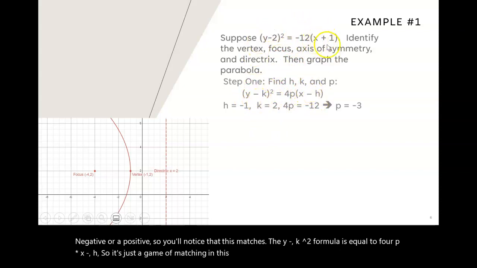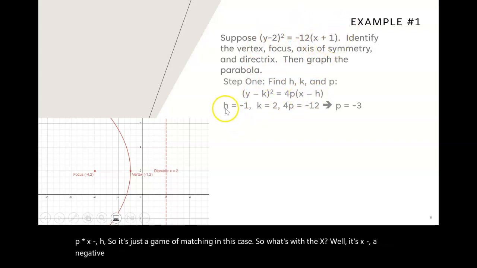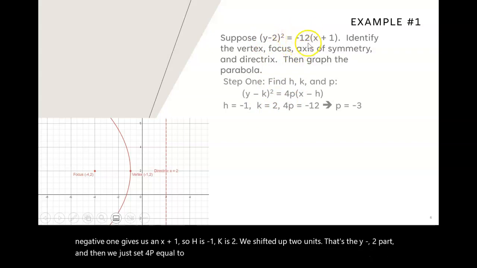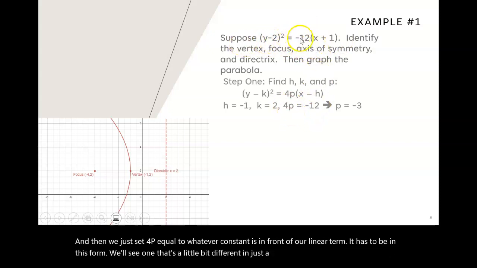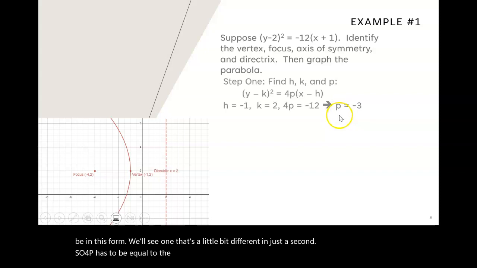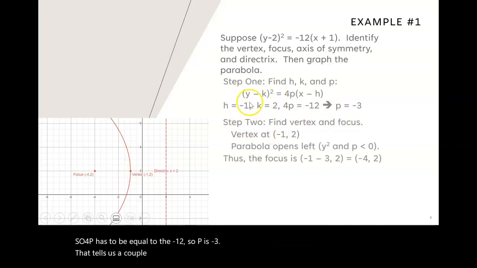So what's with the x? Well, it's x minus a negative 1 gives us an x plus 1, so h is negative 1. k is 2. We've shifted up 2 units. That's the y minus 2 part. And then we just set 4p equal to whatever constant is in front of our linear term. It has to be in this form. We'll see one that's a little bit different in just a second. So 4p has to be equal to negative 12, so p is negative 3. That tells us a couple things. The vertex has to be at negative 1 comma 2, that's h comma k.